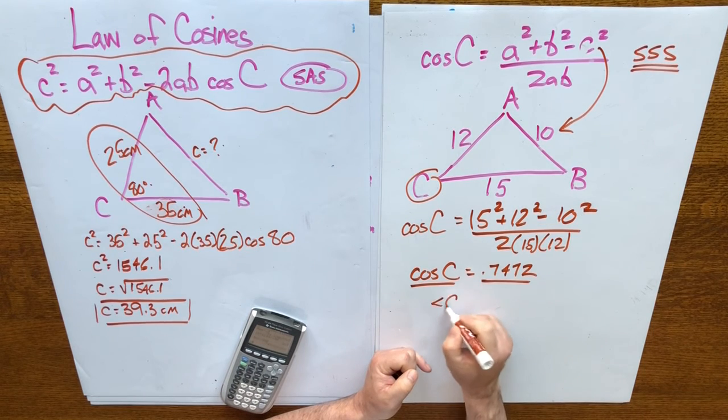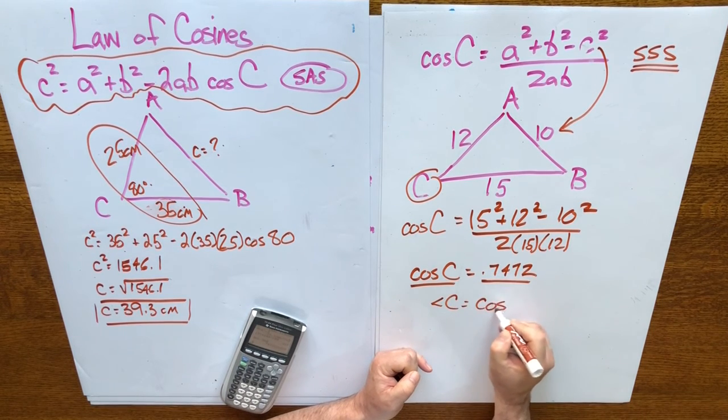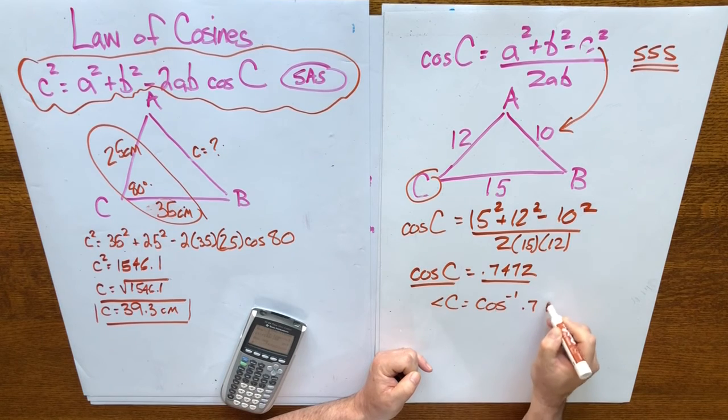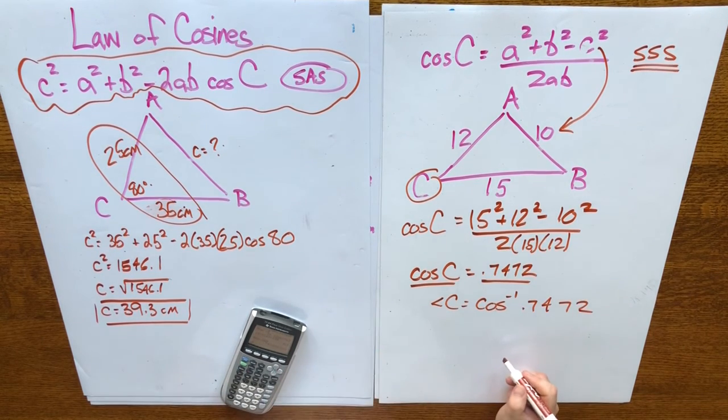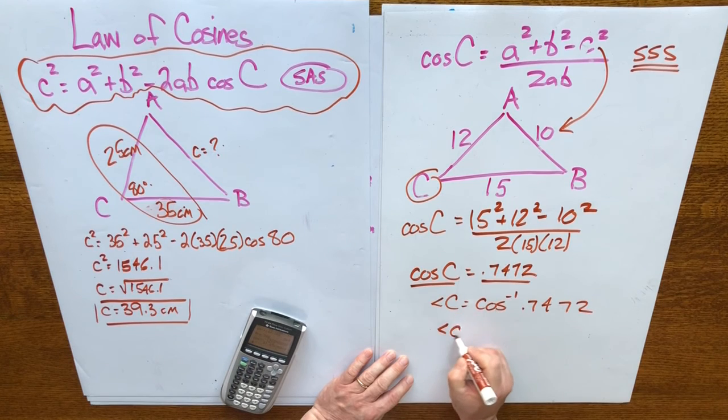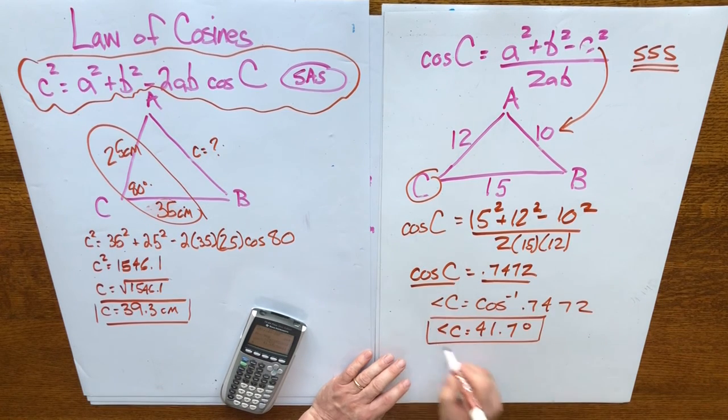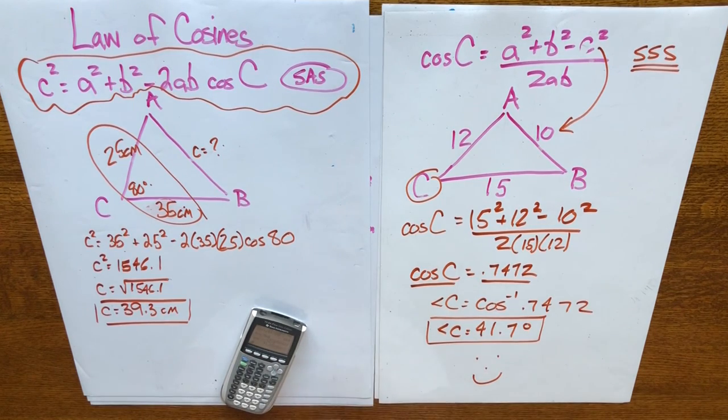so that we can say angle C is going to be equal to the inverse cosine of 0.7472. So if I do inverse cosine of 0.7472, I get angle C equaling 41.7 degrees. So I hope that helps you out. I'll assign some work for you on the law of cosines today.